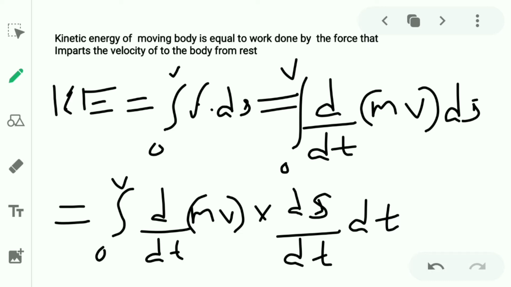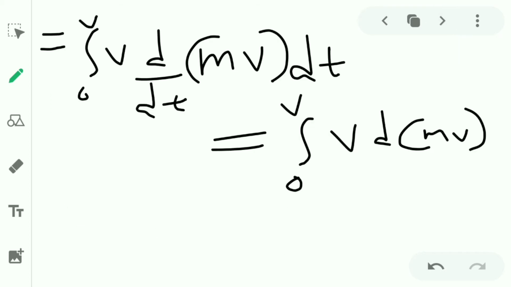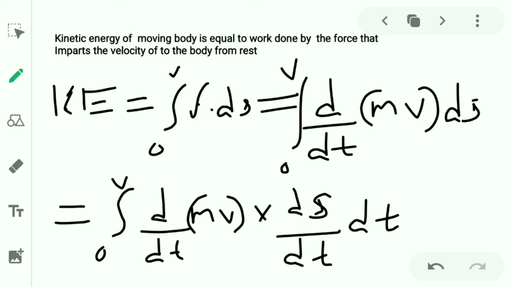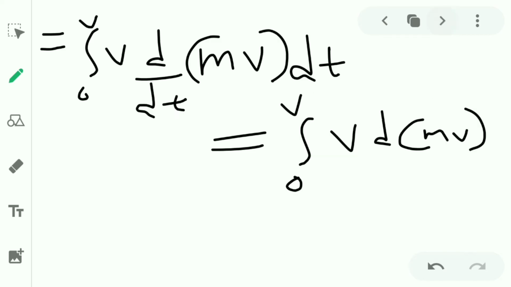So in terms of kinetic energy, we will get the integral from 0 to v of the derivative of mass times v into ds, and we take the derivative. We will get the derivative of momentum into ds by dt into dt, and finally the integral from 0 to v of the derivative of momentum. This v came from the last equation, ds by dt: displacement divided by time equals velocity. So we will get v over here, and by cancelling dt we will get the integral from 0 to v of v times the derivative of momentum.